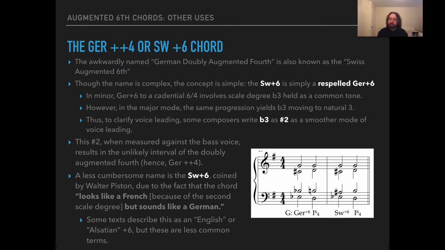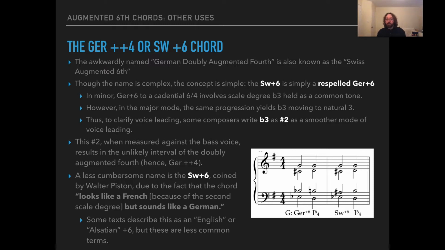a doubly augmented fourth. Let's imagine this. We've got the bass note here is E flat. A perfect fourth above E flat is A flat. An augmented fourth above E flat is A natural. So a doubly augmented fourth above E flat is A sharp.